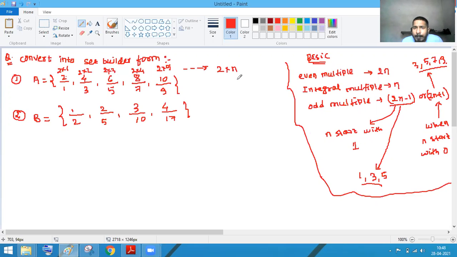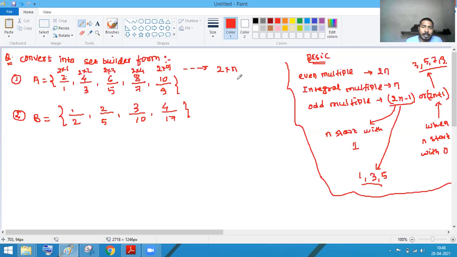Am I clear with this? Yes, sir. The nth term will be 2 into n, because the first term is 2 into 1, the second is 2 into 2, the third is 2 into 3, the fourth is 2 into 4, the fifth is 2 into 5, so the sixth will be 2 into 6, the seventh 2 into 7, and the nth term will be 2 into n. Clear with this?